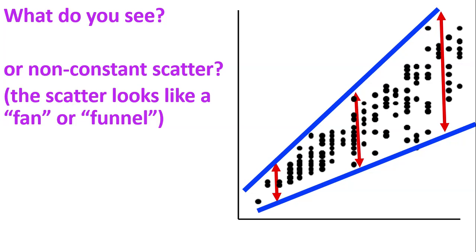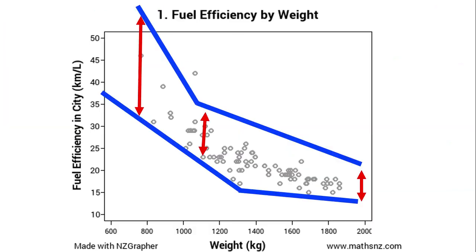If it was the other way around, if it started wide for small values of x and got small for big values of x, then that would be a funnel. A funnel is an object that starts off wide and gets narrower.